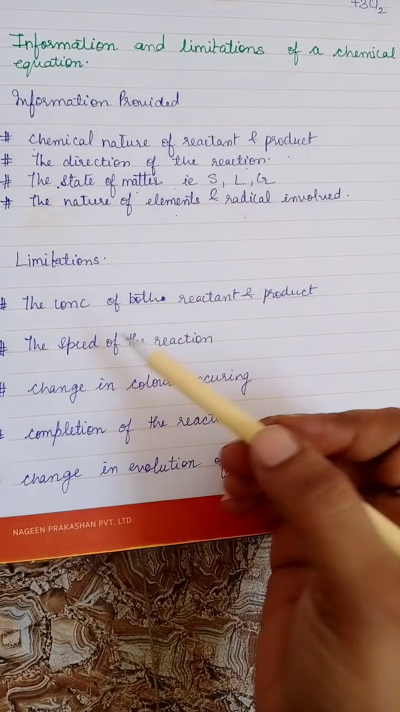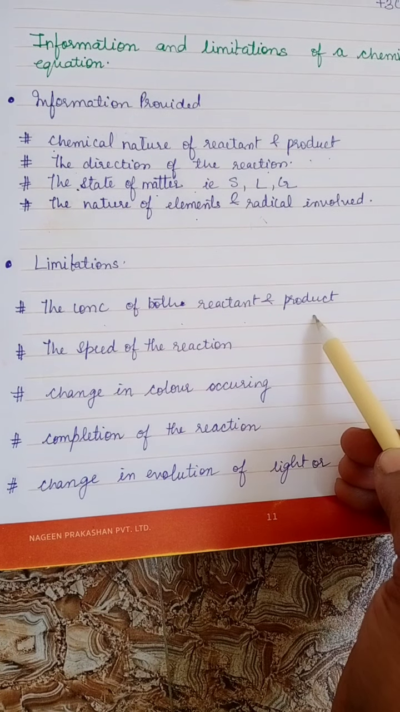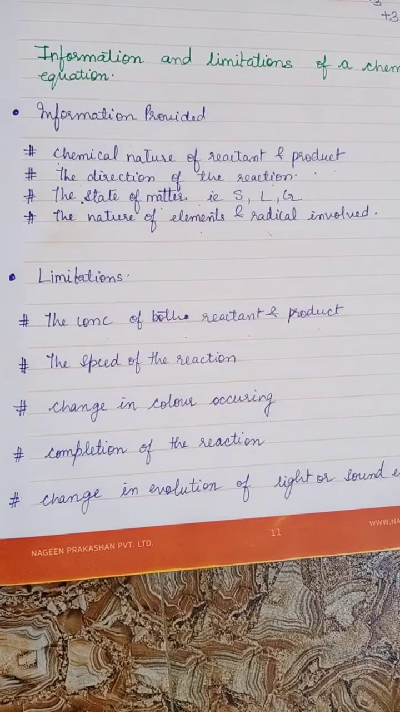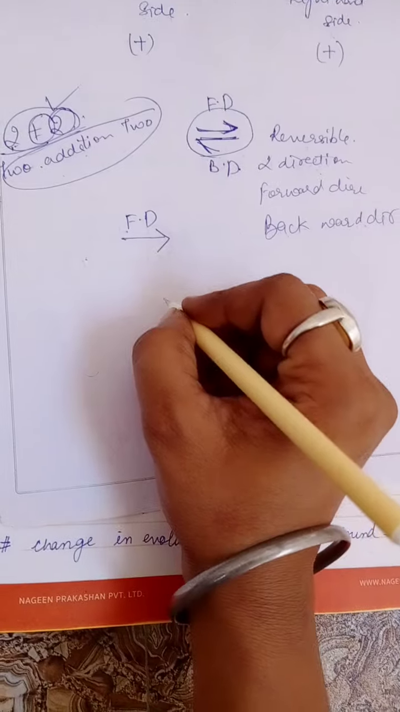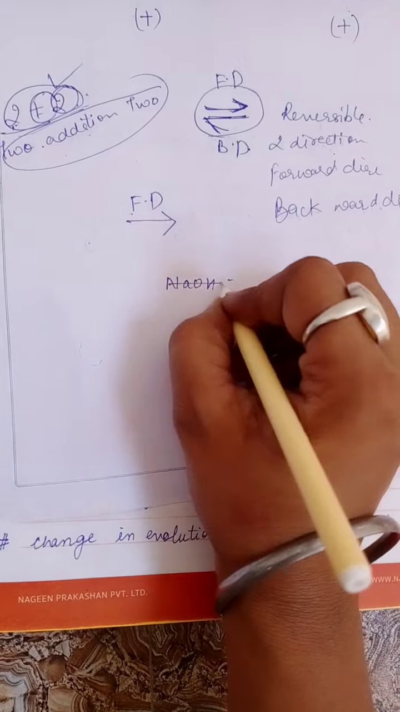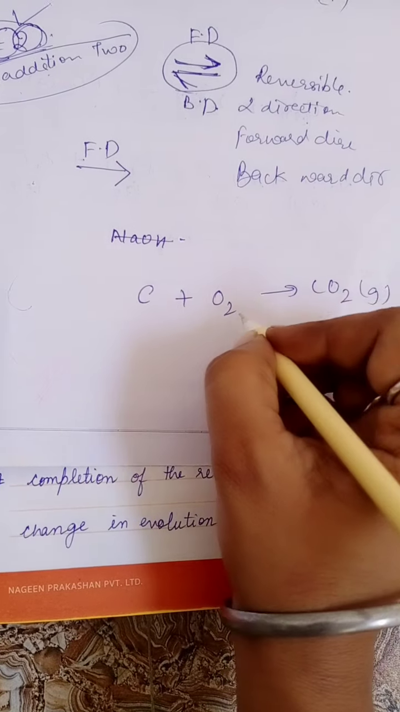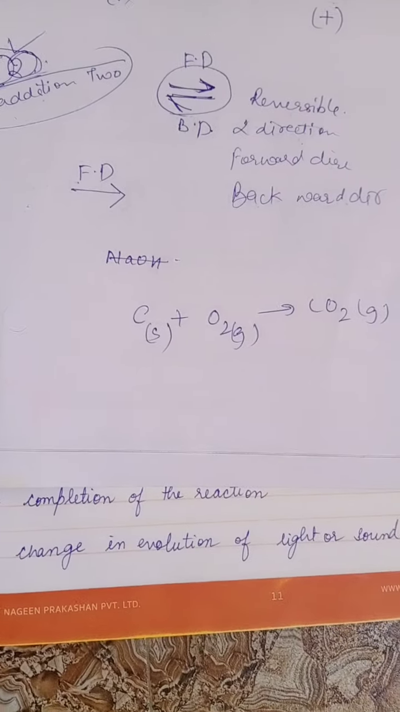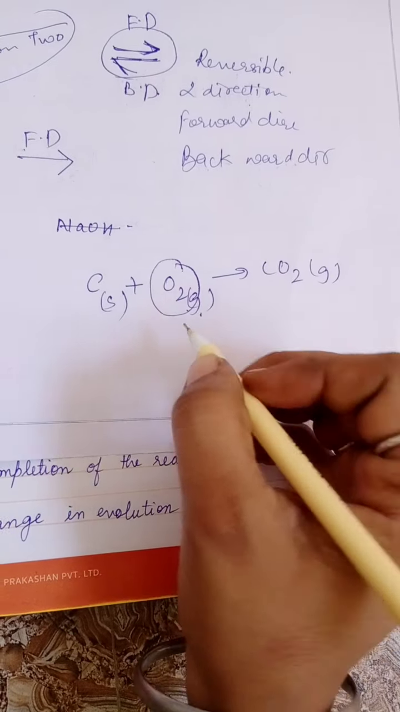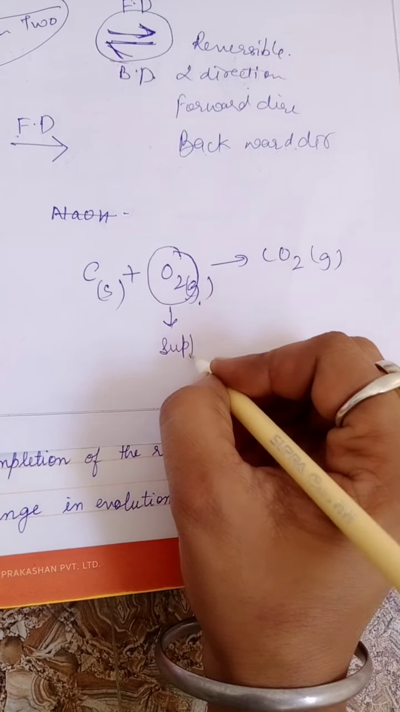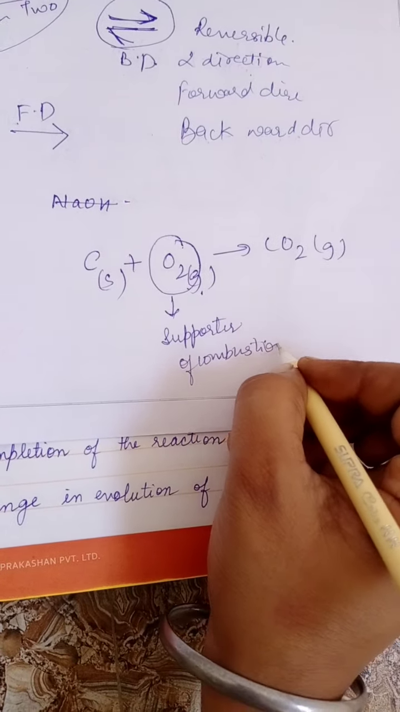The limitations are, the first is the concentration of both reactant and product is never mentioned in a chemical equation. Now children, what do you mean by concentration of reactant and product? Let us take a simple example of carbon plus oxygen gives me CO2 gas, and this is solid. Now here children, oxygen is a gas. We know that oxygen is used in some reactions because it is a supporter of combustion. It helps in the burning process.